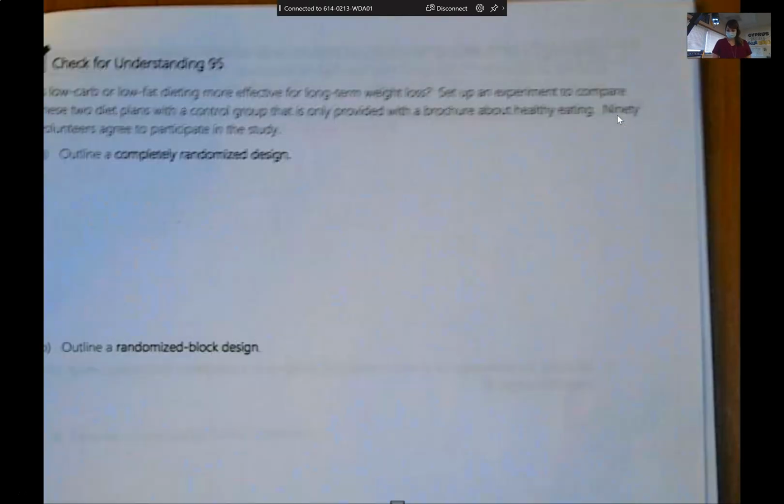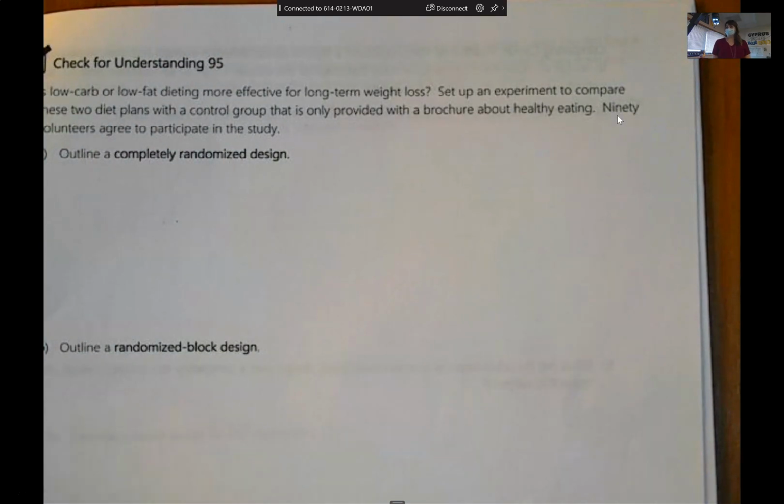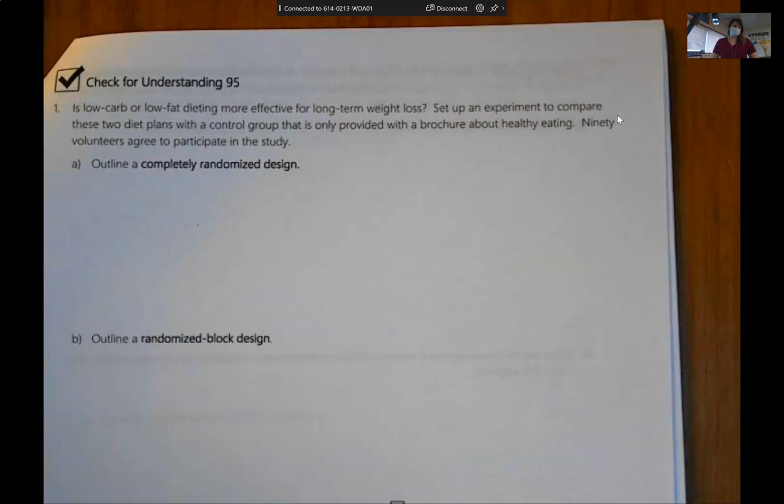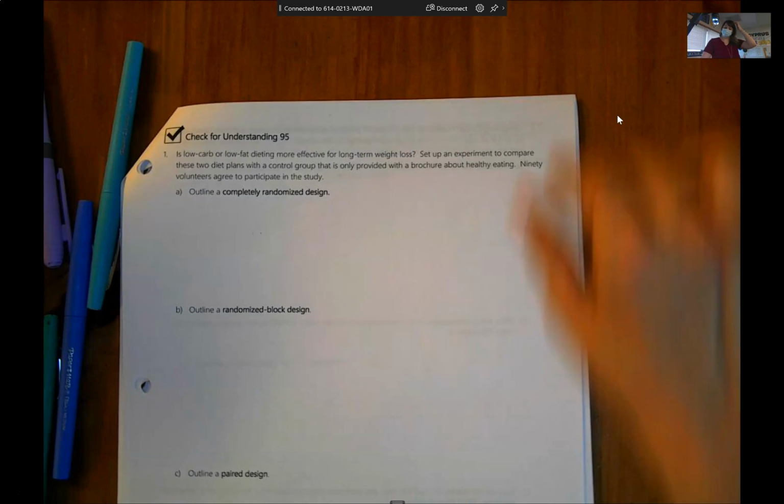Okay, so we're going to go on to 919. It's our last problem for the day, and we're going to look at all of them compared to each other.